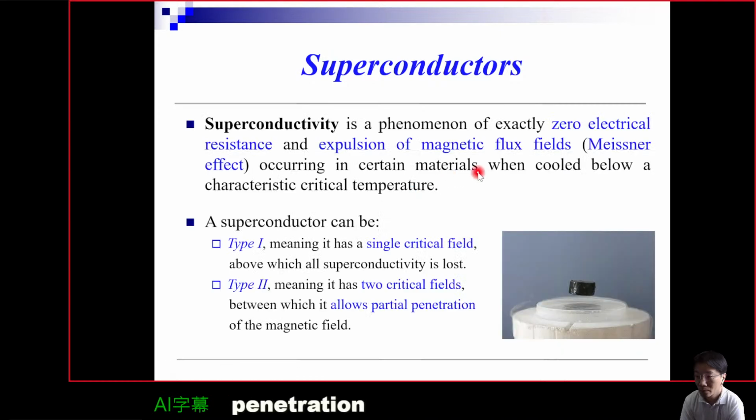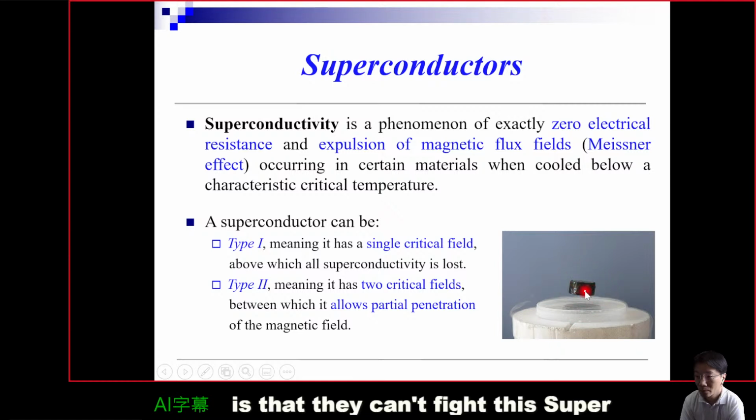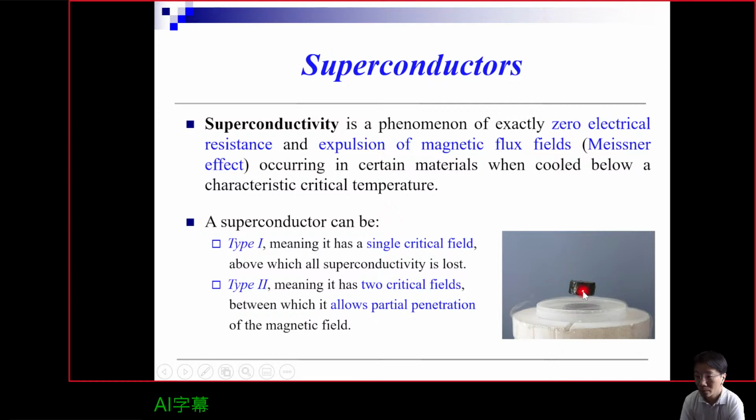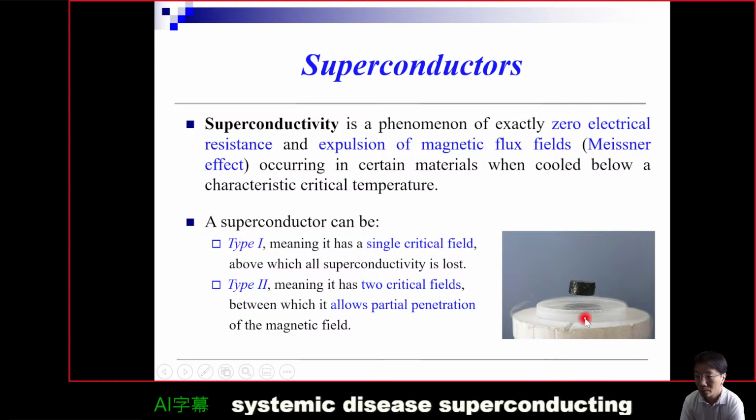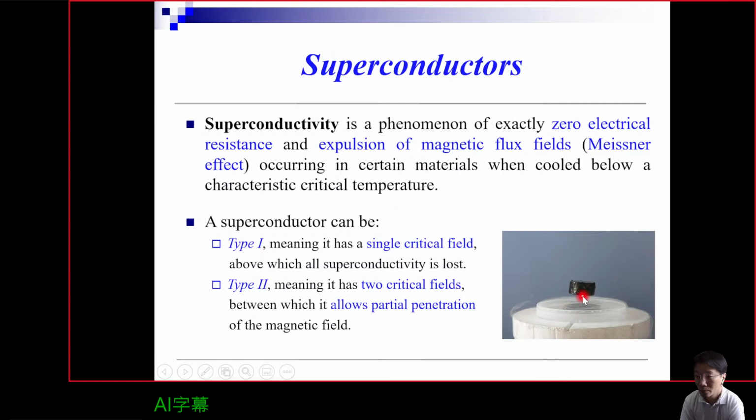Okay, shown here is the superconductor just floating above a magnet, because this is the Meissner effect. The magnetic flux supports this superconductor. We call it levitation, or floating above this magnet.